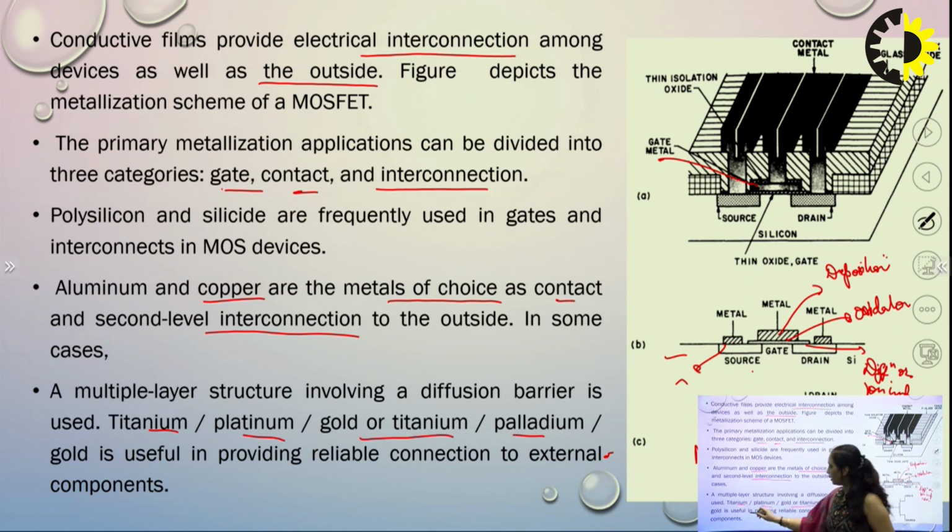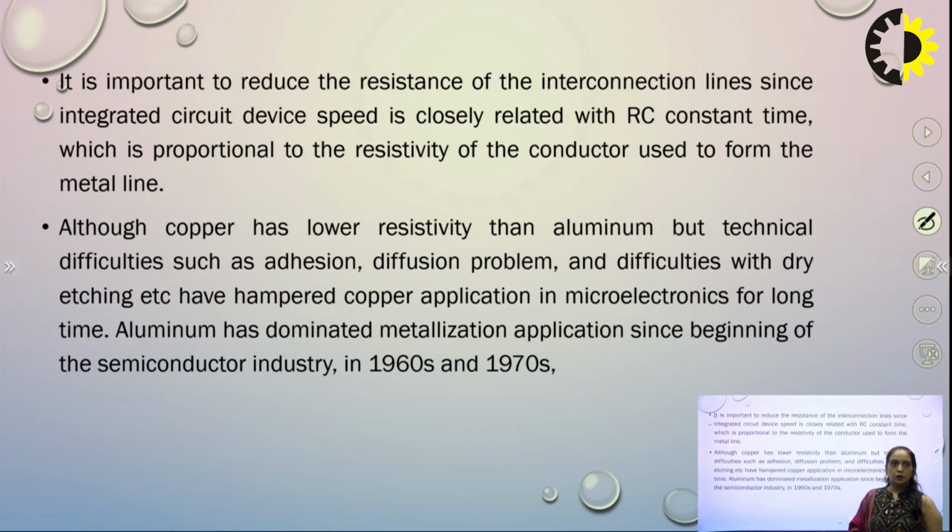palladium. Gold is used to provide a reliable connection to the external components. So it is important to reduce the resistance of the interconnection lines, since the integrated circuit speed is closely related to the RC time constant, which is proportional to the resistivity of the conductor. It is used to form the metal lines.